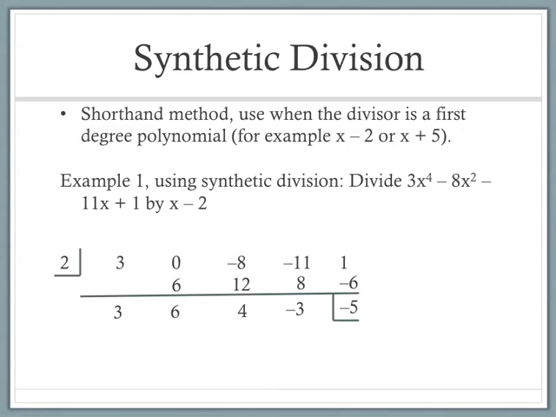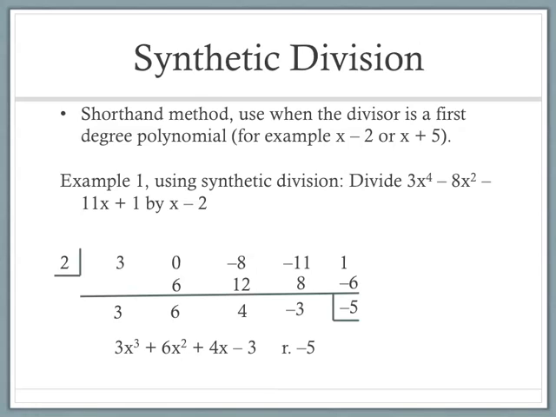So now all you have to do is translate this back into a polynomial. Because we're dividing by a first degree polynomial, the degree of our quotient will go down by 1 from the dividend. So the dividend was 3x to the 4th. That means that our first coefficient is going to go with x cubed. So our answer here is 3x cubed plus 6x squared plus 4x minus 3. And then that last one that I've written in a little box in the bottom right there, that's our remainder. So our remainder is negative 5. And this is the exact same answer as we got by doing long division.